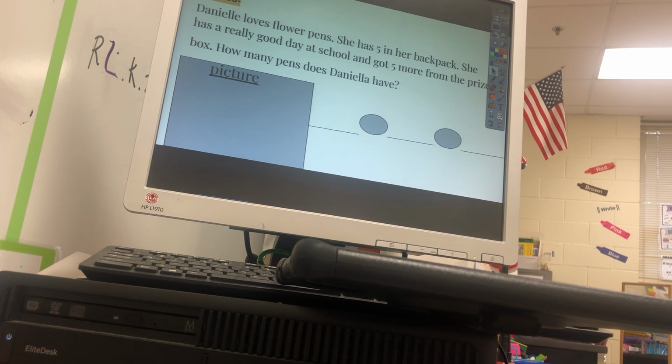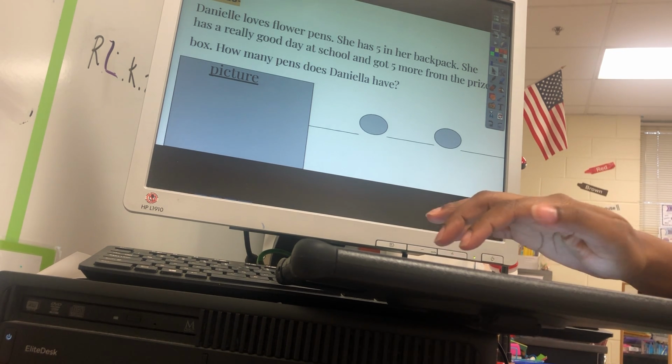Daniela loves flower pens. She has 5 in her backpack. She has a really good day at school and got 5 more from the prize box. How many pens does Daniela have? All right, I'm going to give you some time to go ahead and solve this problem as well. Remember, I want a picture as well as an equation. That is the expectation.